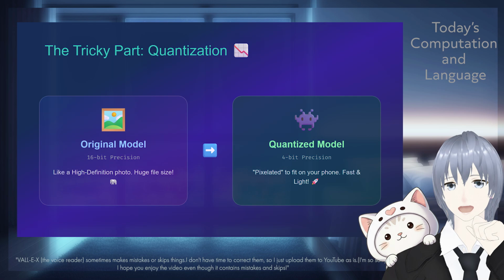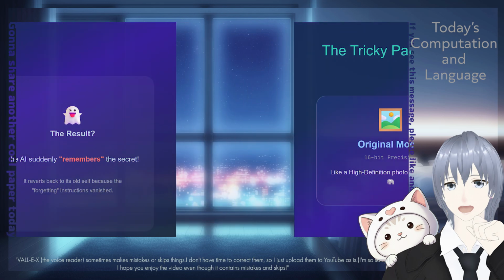Now, here's the tricky part. To run these huge AI models on everyday devices like your laptop or a smartphone, you often use a technique called quantization. Think of quantization like lowering the resolution of a photo. You take a high-definition image and make it a bit more blocky. In AI terms, we reduce the precision of the numbers inside the model, usually from 16-bit down to 4-bit. It makes the model much faster and lighter.